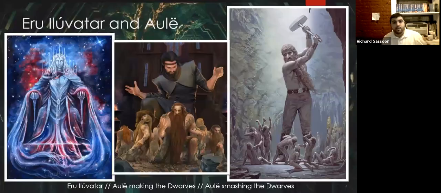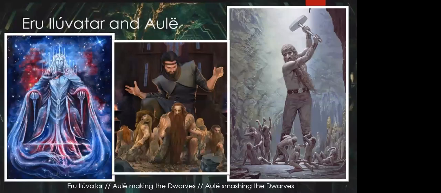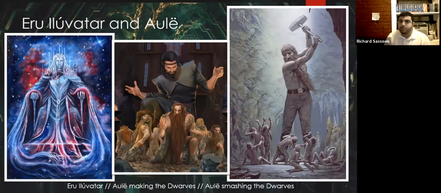So now I want to take you back to the creation of the universe. Tolkien has a very clear system of divinities and lower beings. At the top, he has Eru Iluvatar. We can sort of imagine Eru Iluvatar; you can see his image on the left-hand side as God.